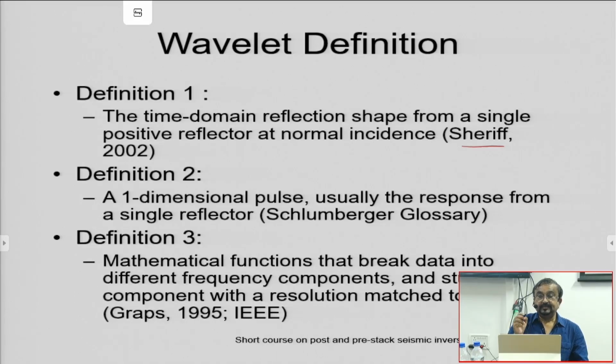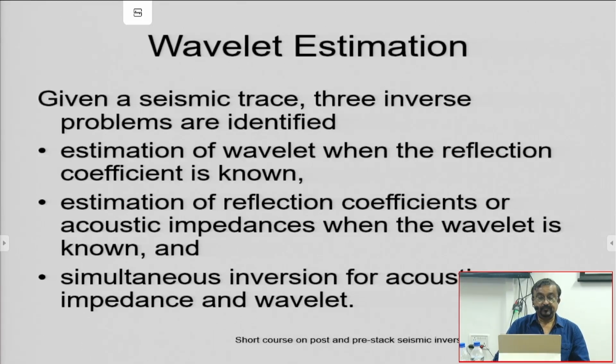Ideally, this is the source time function that is injected into the ground, but that is rarely measured. So these are some of the practical definitions. It's a one-dimensional pulse, usually the response from a single reflector. Okay. So how do I estimate the wavelet? There are many approaches that have been proposed here.